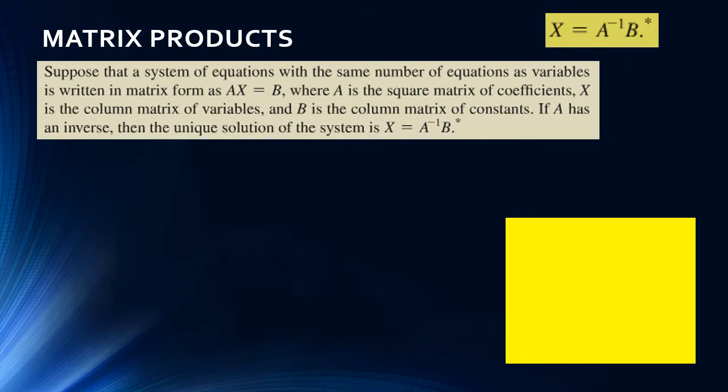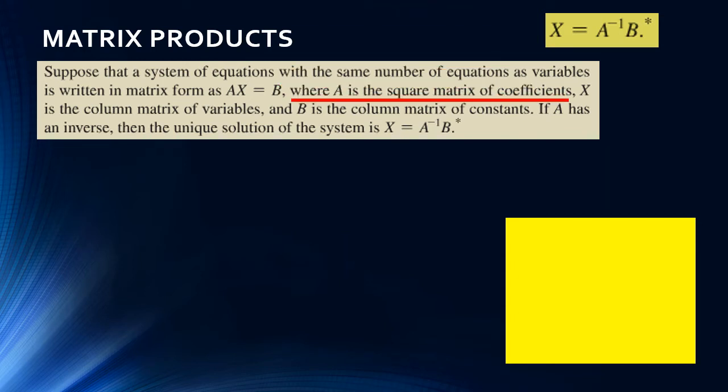Suppose that a system of equations with the same number of equations as variables is written in matrix form as AX equals B. We just saw this in the last example, where A is the square matrix of coefficients, X is the column matrix of variables, and B is the column matrix of constants or answers. If A has an inverse, then the unique solution of the system is X equals the inverse of A times B.